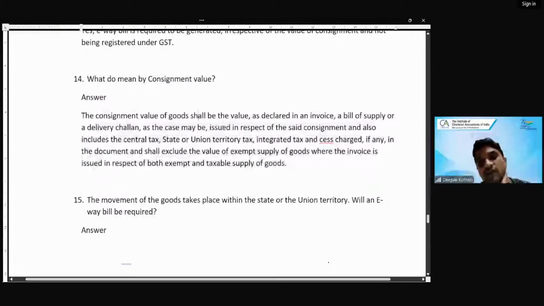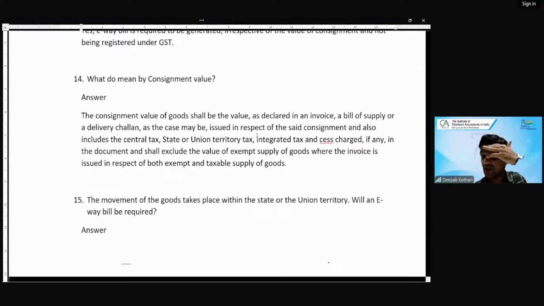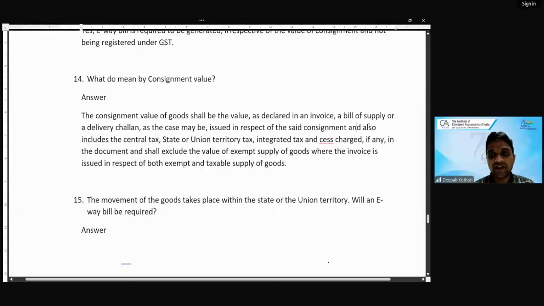The consignment value of the goods shall be the value as declared in the invoice, bill of supply, or delivery challan issued in respect of such consignment. So an e-way bill has to be generated where the consignment value exceeds 50,000. Consignment value means the value mentioned in the invoice. Sometimes an invoice may not be raised; a bill of supply or a delivery challan may be raised. Whenever any of these is there, it applies, as issued in respect of the said consignment.